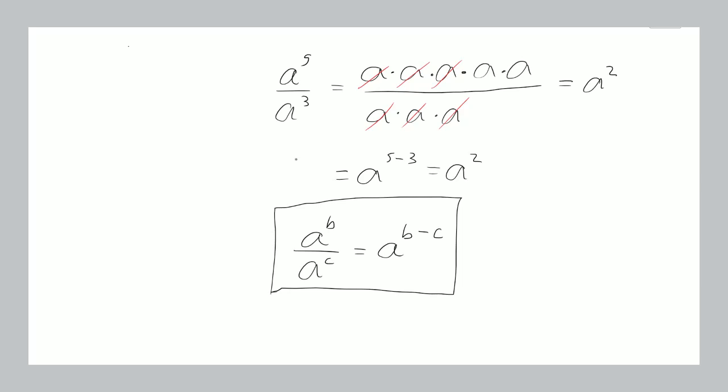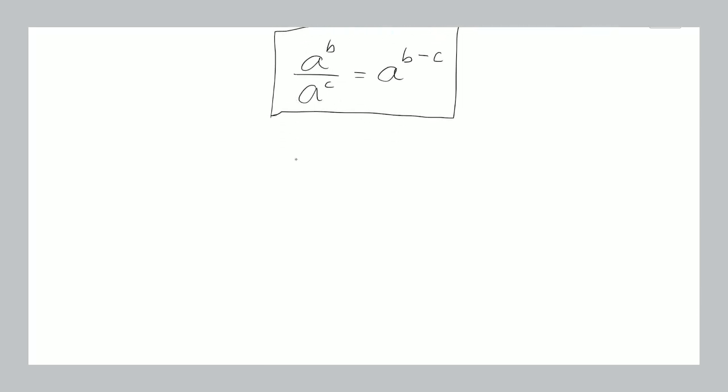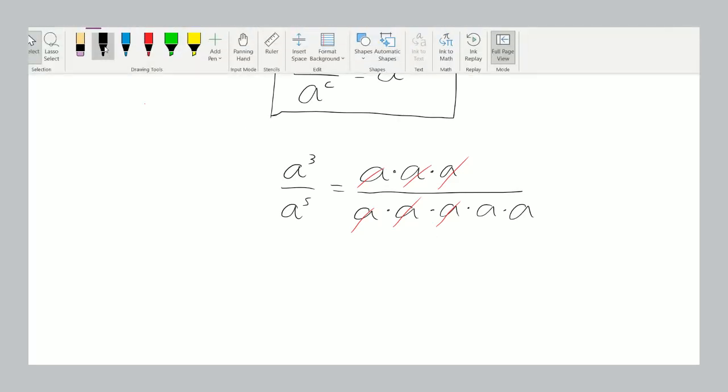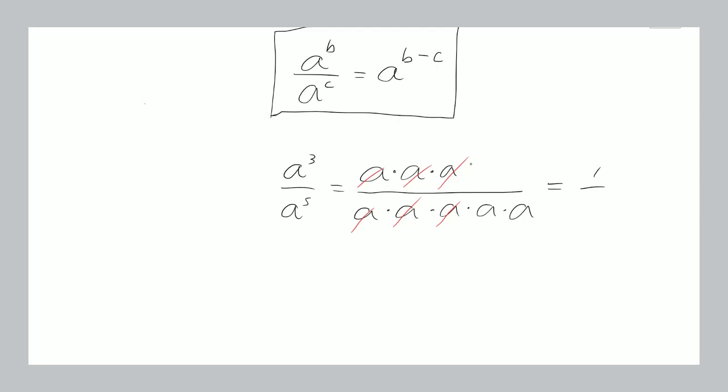Okay, now what happens if the top exponent is actually smaller than the bottom exponent? What if we have a to the power of 3 divided by a to the power of 5? So we have a times a times a divided by a times a times a times a times a. So when we start canceling out, because there are more a's in the bottom, we actually end up with 1 over a squared.